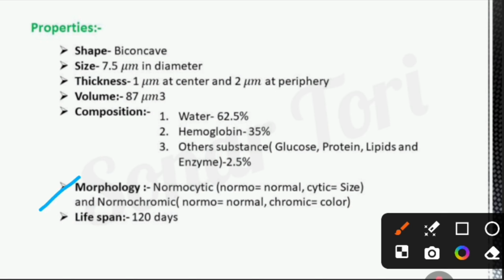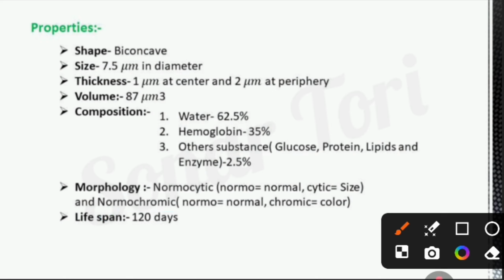Then the morphology of RBC. The morphology of RBC is normocytic, normochromic, where normo means normal and cytic means size, meaning normal size of RBC. The normal size of RBC is 7.5 micrometer in diameter and the shape is biconcave. Then normochromic, where normo means normal and chromic means color. So the RBC's color should be red.